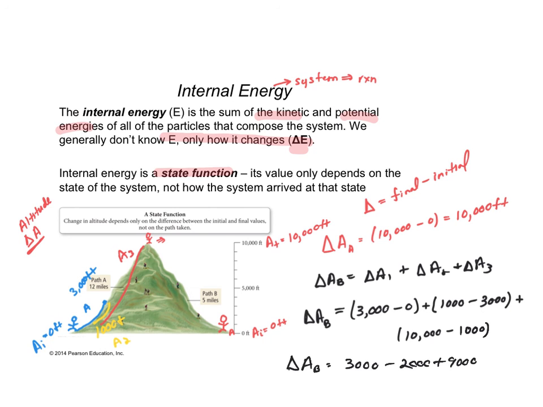What is the overall change in altitude for hiker B? It's the exact same thing. It's 10,000 feet. So this is what we mean by a state function. It does not depend on the path that he took. He could have gone up and down and up and down. All we care about is where you start and where you end. Internal energy is also a state function. Its value is not going to depend on the path that it takes, only on its final and its initial states.